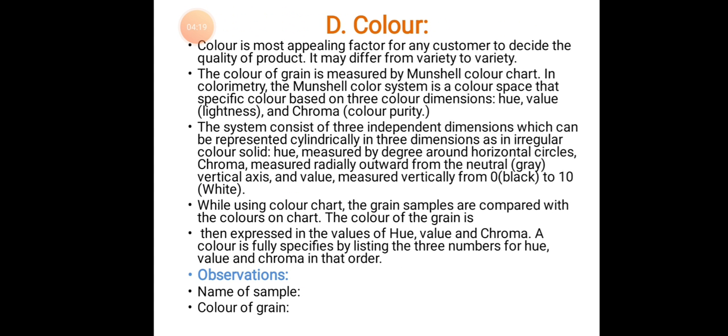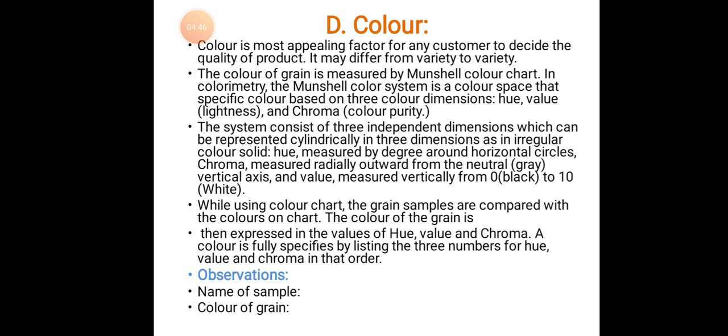D. Color. Color is the most appealing factor for any customer to decide the quality of product. It may differ from variety to variety. The color of grain is measured by Munsell color chart. In colorimetry, the Munsell color system is a color space that specifies color based on the three color dimensions: hue, value (lightness), and chroma (color purity).